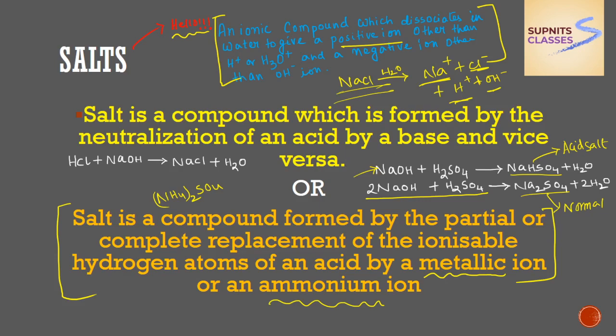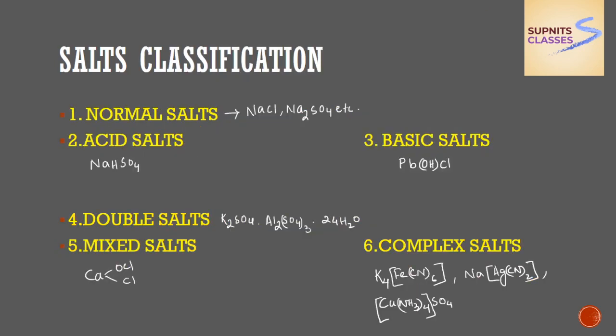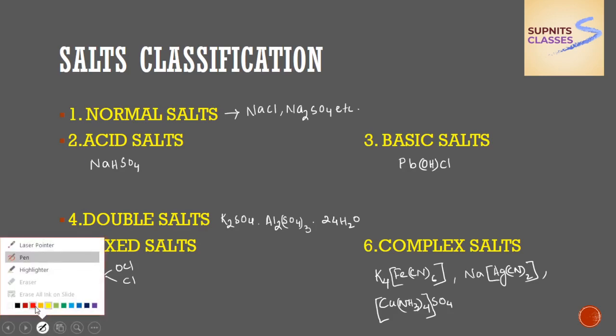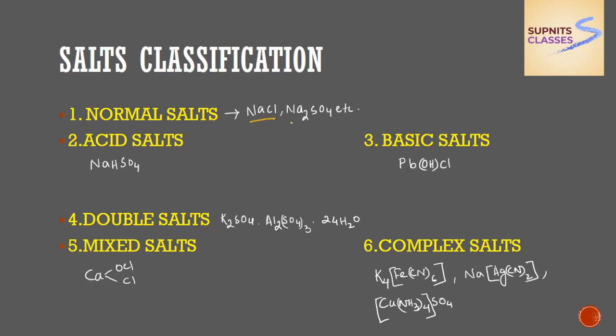Okay, so let's go directly to salt classification. There are six basic types of salt that we are going to discuss. Number one is normal salt. Normal salts are simple salts, NaCl, Na2SO4, etc. Number two is acid salt. Acid salt means it has a replaceable hydrogen ion in it. If you want to replace it, you can, and it will act as an acid. We'll study it in detail. Basic salt is just the opposite of acid salt. It will have a replaceable hydroxyl ion or group in its molecular formula.